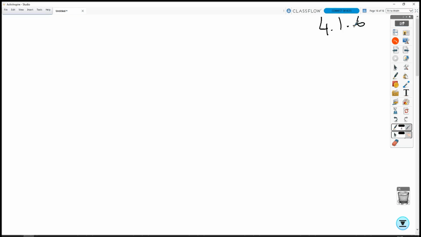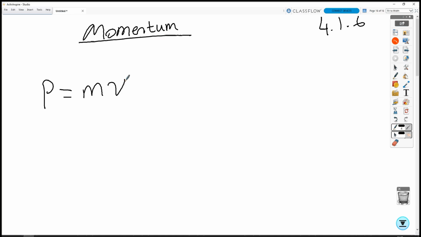4.1.6 momentum. Momentum is defined as the product of mass and velocity. So the equation describing it is P equals mv. And momentum is a vector, so it has direction.